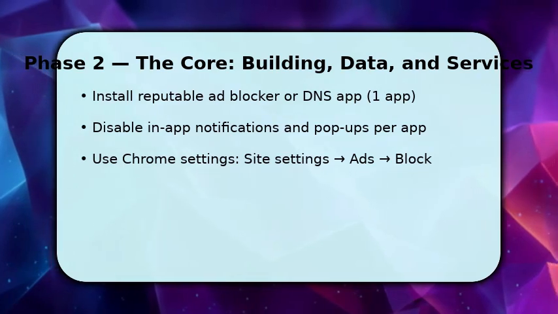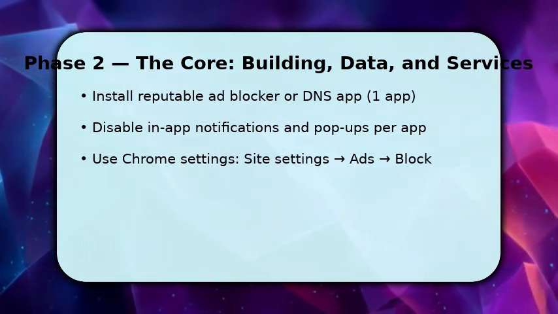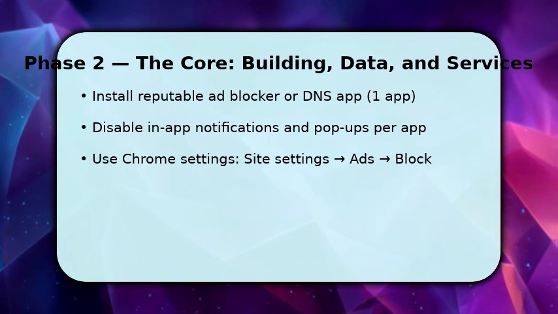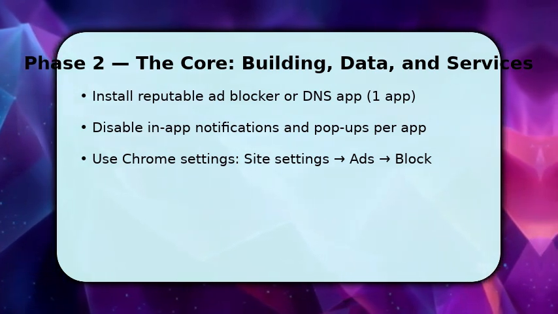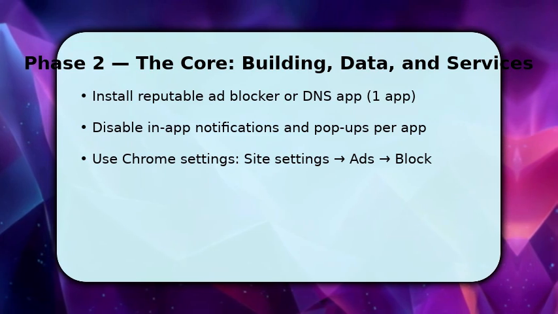Next, reduce ad delivery with app and browser controls. Install a reputable system-wide ad blocker or private DNS app to filter ad domains. This stops many banners and trackers.